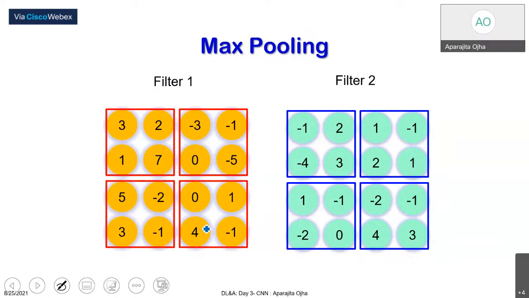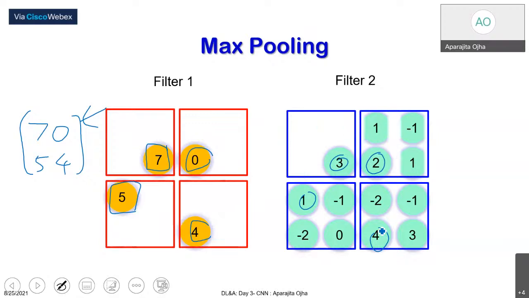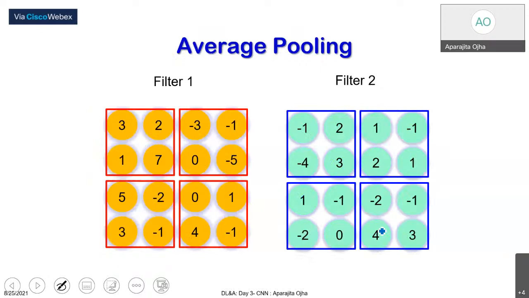I hope you understand that this is the maximum value that will be chosen, then 5, then 0, and then 4. So the output will be 7, 0, 5, 4. This will be the output from this 4 cross 4 input. Similarly here, the output will be, say, 3 is the maximum, 1 is maximum, 2 is maximum, and 4 is maximum, right? So you will be getting those maximum values only. So the output will become a 2 cross 2.